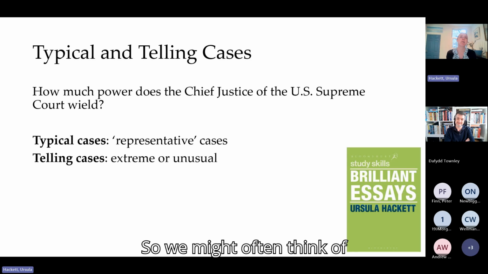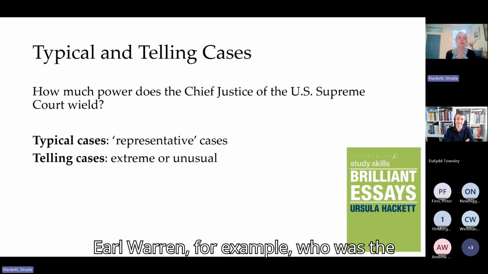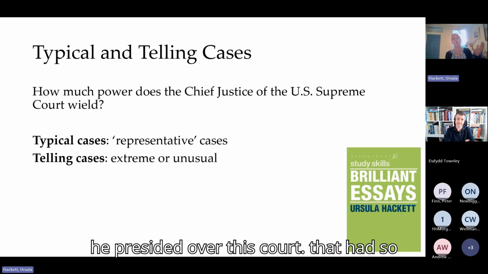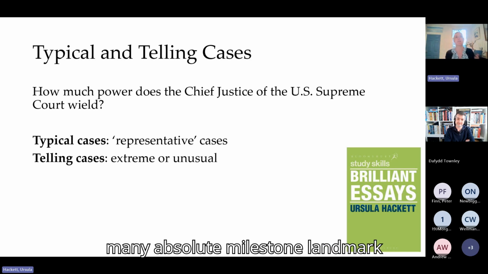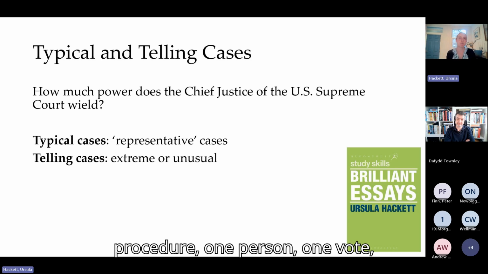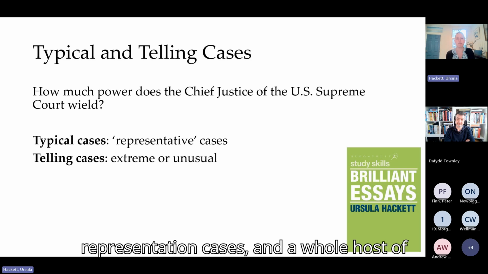We might often think of Earl Warren, for example, who was the Chief Justice between 1953 and 1969, and he presided over a court that had so many absolute milestone landmark cases in civil rights, criminal procedure, one person, one vote, representation cases, and a whole host of others.